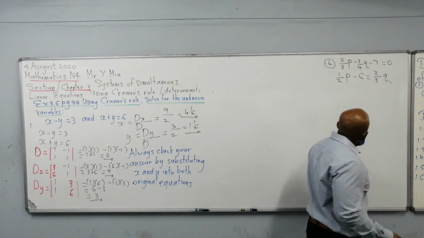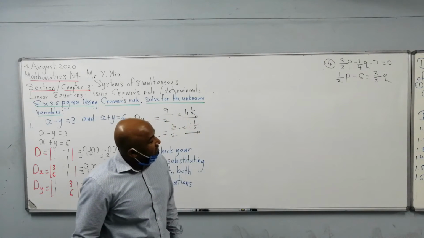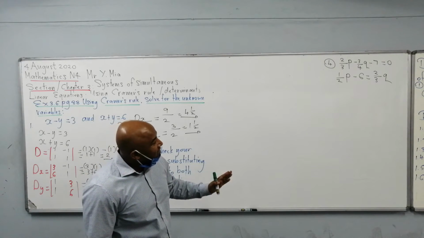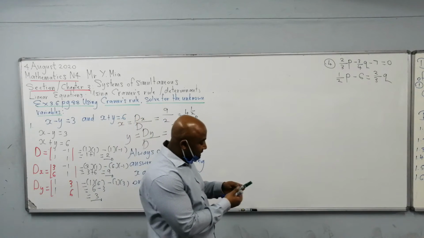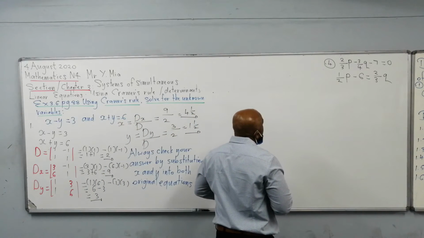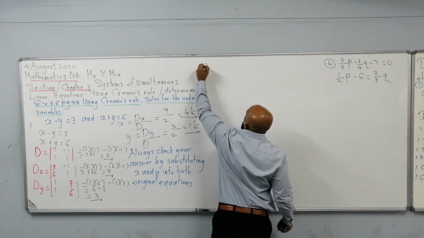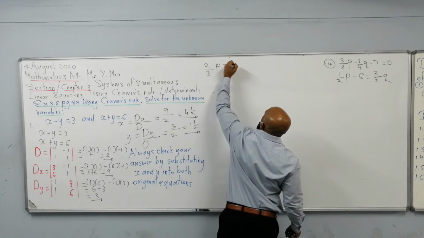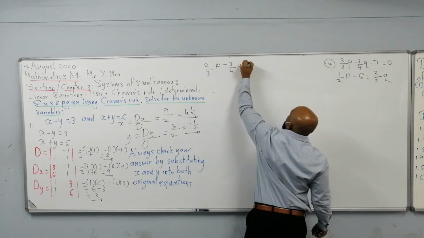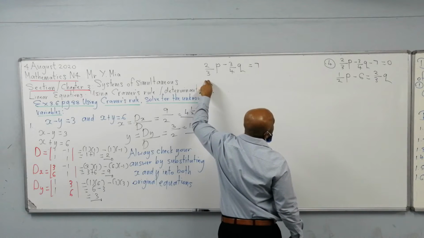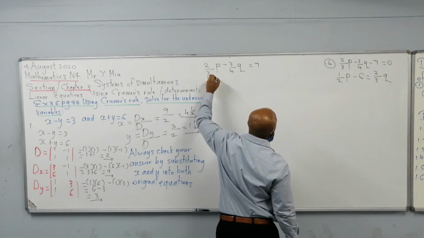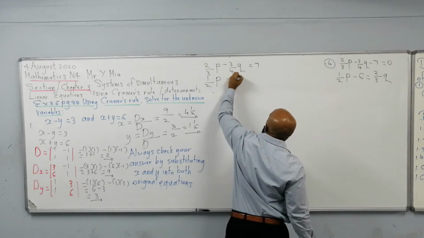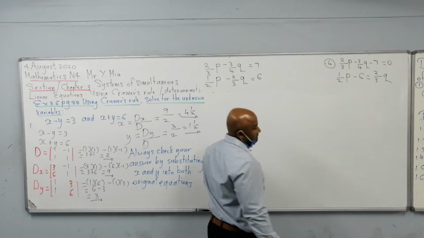Right, so number 4, we got unknowns P and Q. But clearly these equations are not in order. They are not in standard form. So get all our unknowns on one side. So what do we have here? We got 2 over 3 P minus 3 over 4 Q, take your constants to the right hand side. Second equation, we got 1 over 2 P minus 2 over 3 Q is equal to 6.